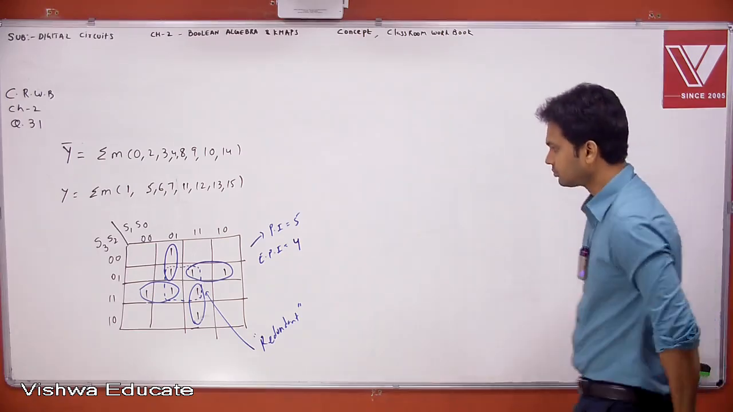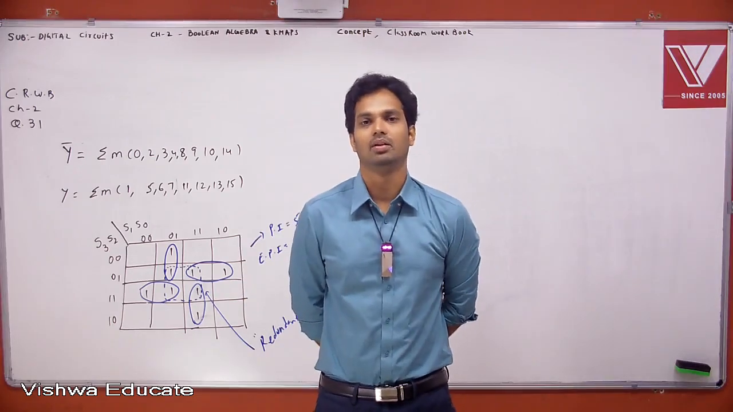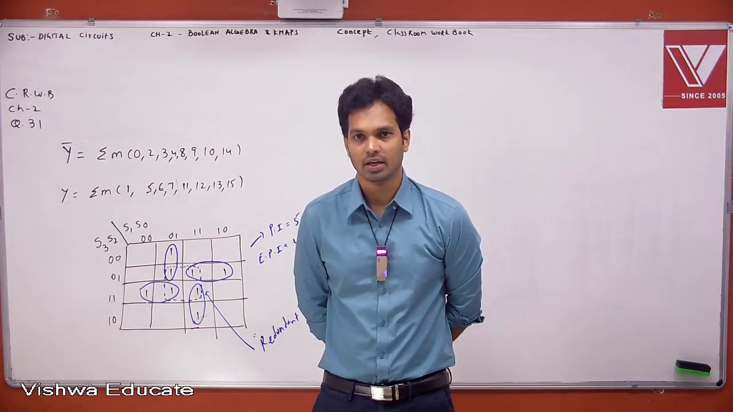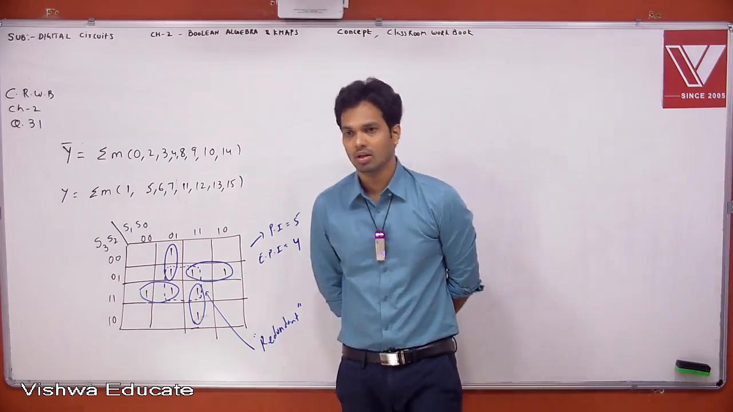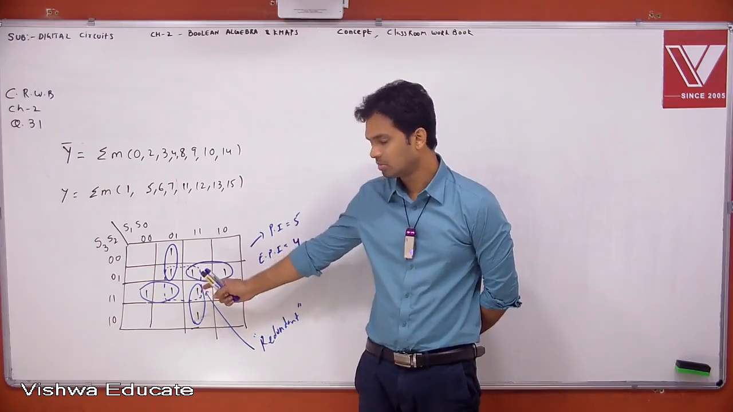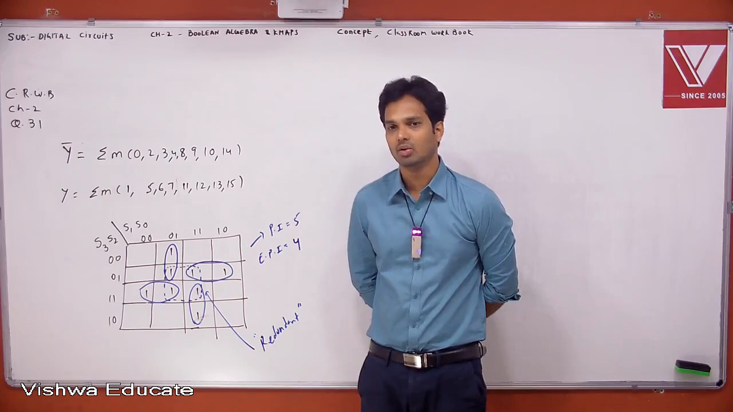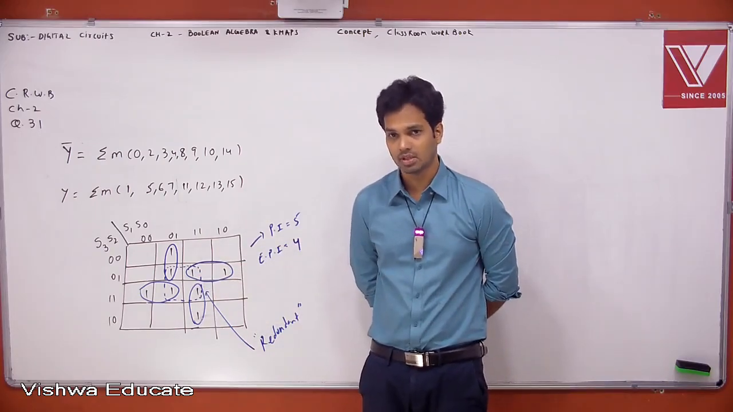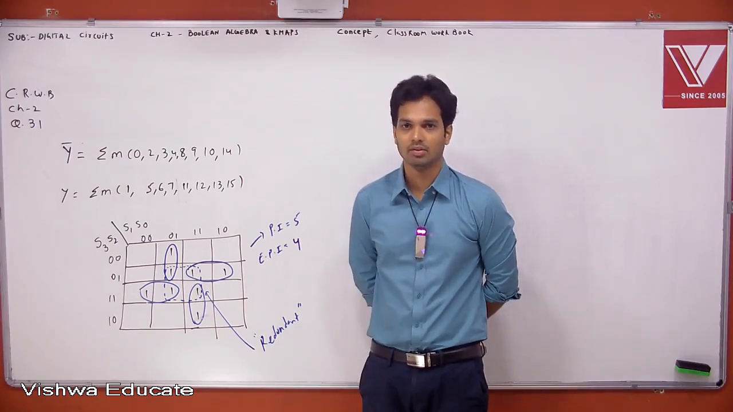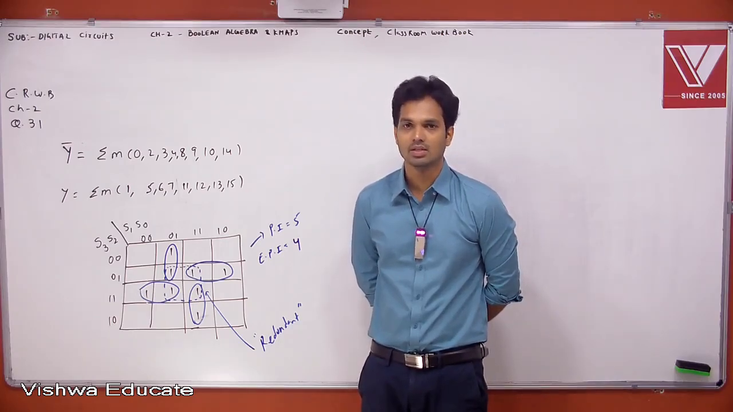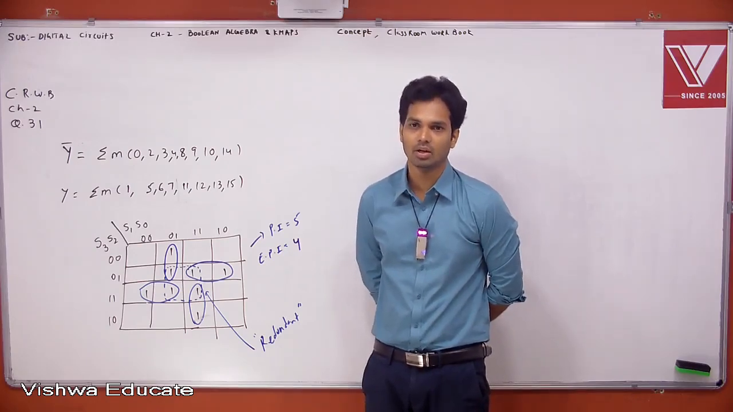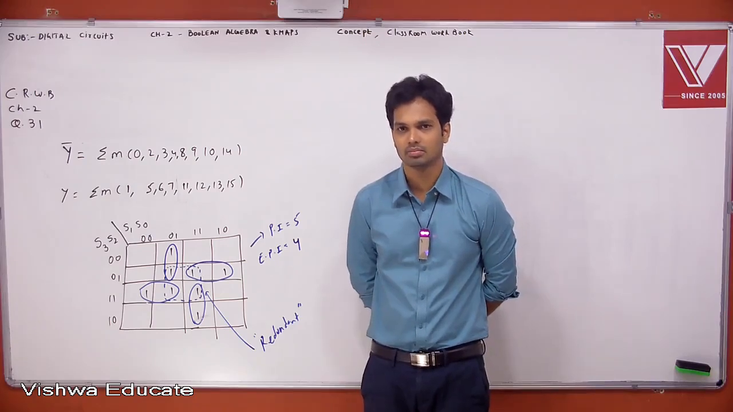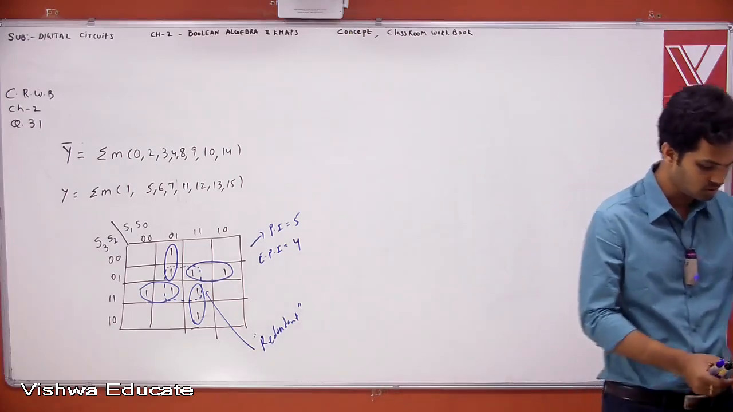Now write down the point. A particular grouping is said to be redundant if each minterm, if it is SOP minterm, POS you can understand maxterm, if each minterm in the grouping is already covered by some other essential prime implicant. That is redundant.